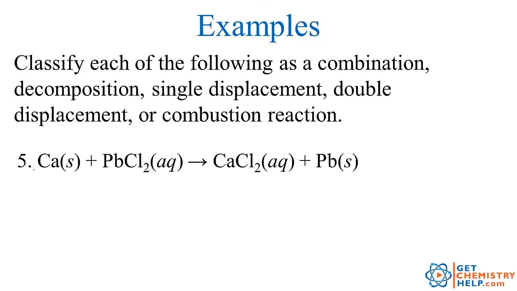In our last example, I've got calcium plus lead(II) chloride reacting to form calcium chloride plus lead. Okay, well, notice the chlorine was with the lead, then it went over to be with the calcium to make calcium chloride. So one part of the substance was displaced, so this would be a single displacement reaction.